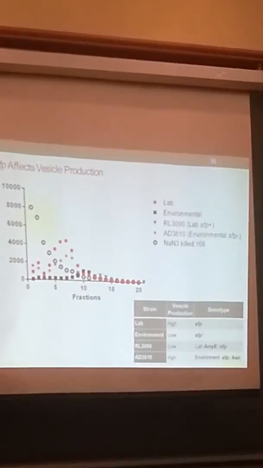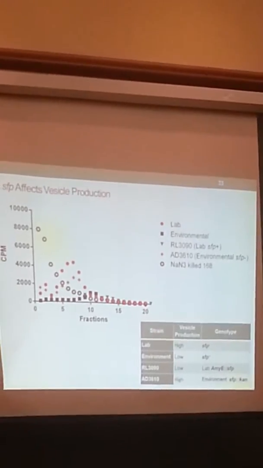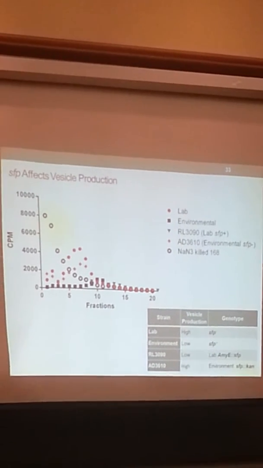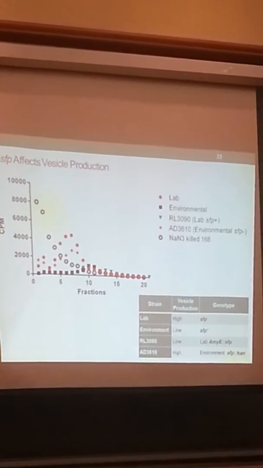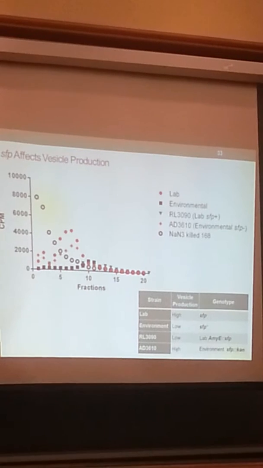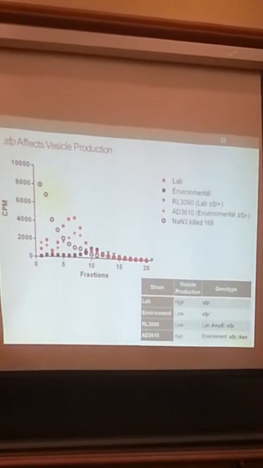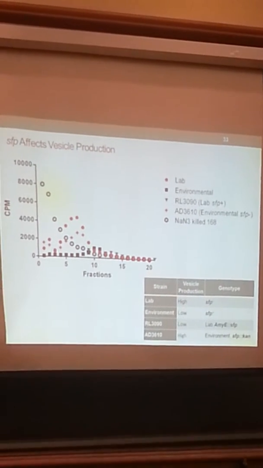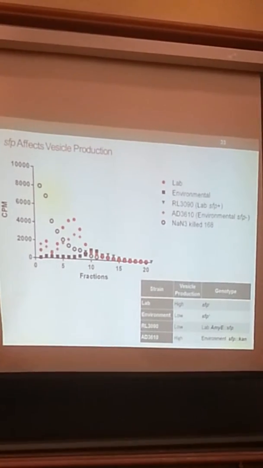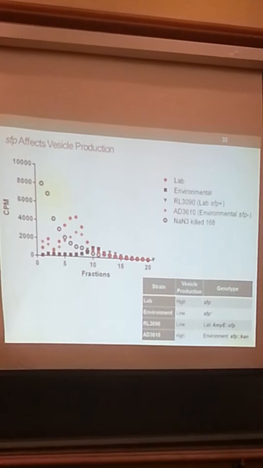Thinking back to these genes that are different, or these mutations that are different between these strains, one that I identified is this gene SFP. The lab strain has a mutation in SFP, so it's not functional, whereas the environmental strain has a complete copy of SFP and it is functional. So those are the two differences there.